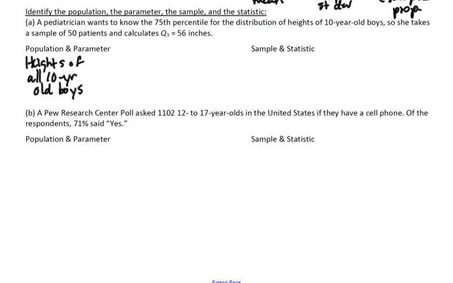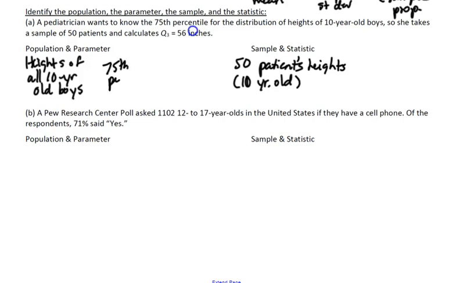The sample is the 50 patients, which we assume are all 10-year-old boys, because if they're not, it's not going to be helpful to take a 75-year-old woman and use that to estimate the height of a 10-year-old boy. So 50 patients' heights is our sample. Now, what are we trying to find out? We want to find out the 75th percentile of the heights.